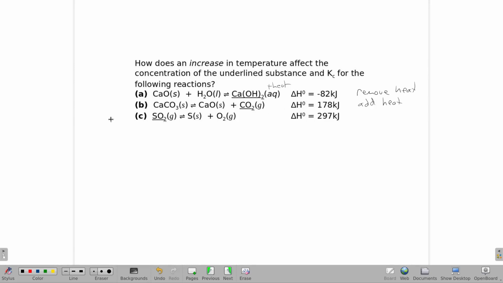And then our last one, another endothermic, but we want to increase the one of the reactants. We're removing heat. We're on the same side of the stuff we want to increase, so we're going to remove the stuff and cause the reaction to come backwards.